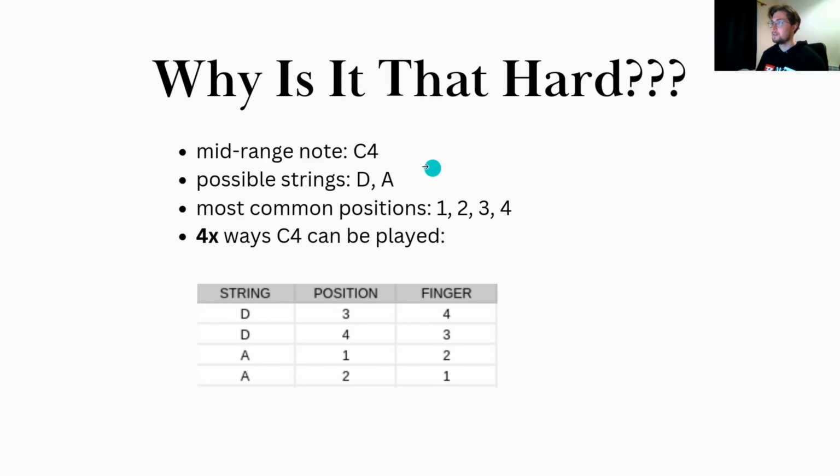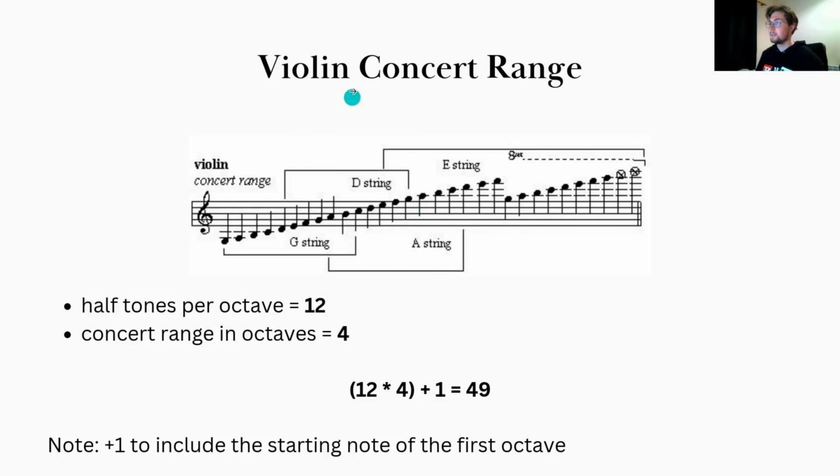And you may ask, why is it that hard? So let's take a note, a mid-range note, C4. It can be played on 2 possible strings, A or D. We'll take the most common positions, 1, 2, 3, and 4. It appears that C4 can be played in 4 different ways on the violin. Let's keep that in mind.